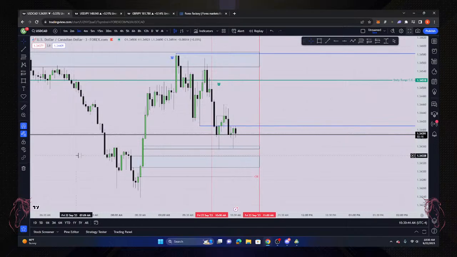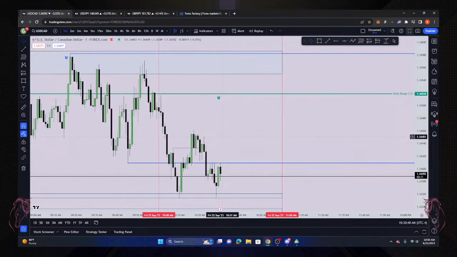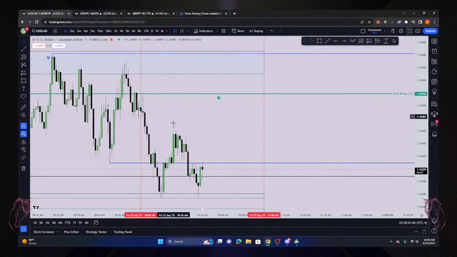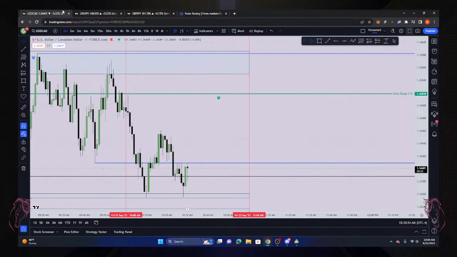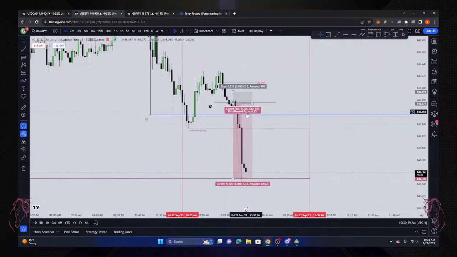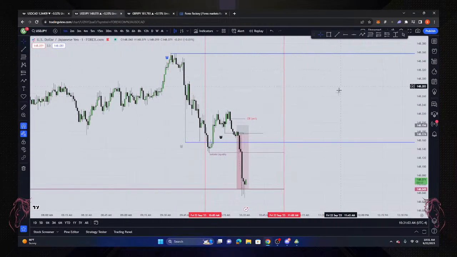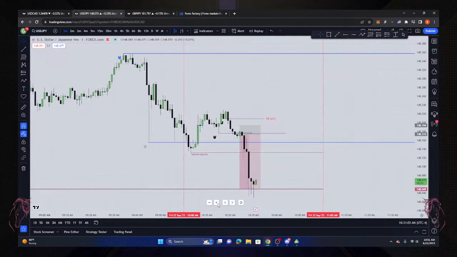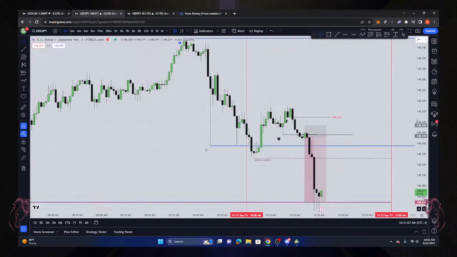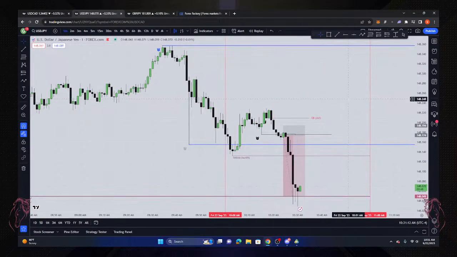It came back and retested this 1 minute FVG right here, and it looks like it's still consolidating a little bit. So UJ and GJ gave us some nice setups today. Beautiful 1 to 6 on UJ. So what I would do for journaling purposes, I would take a screenshot.